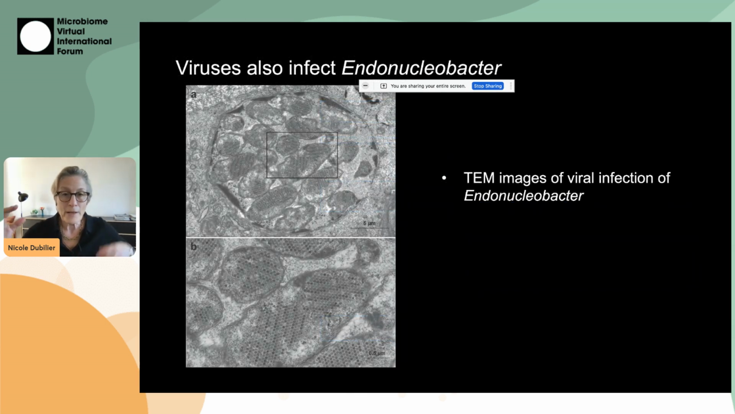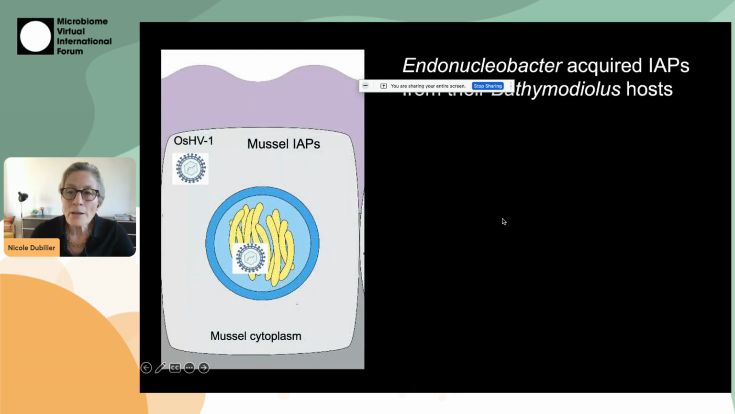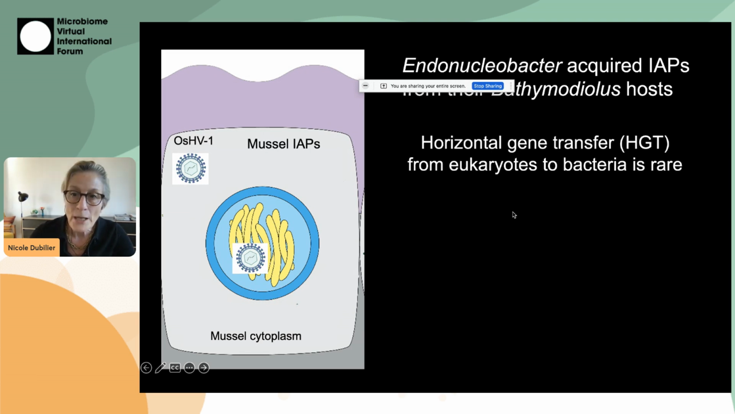Intriguingly, we have a Russian doll system here and evidence that the pathogen can be infected by viruses. Here in a TEM image, you see the nucleus, you see the bacteria inside the nucleus, and you can see capsids that are typical of DNA viruses that are infecting the pathogen within the nucleus. And so our hypothesis is that the pathogen acquired these inhibitors from their mussel host. That's clear from the tree.